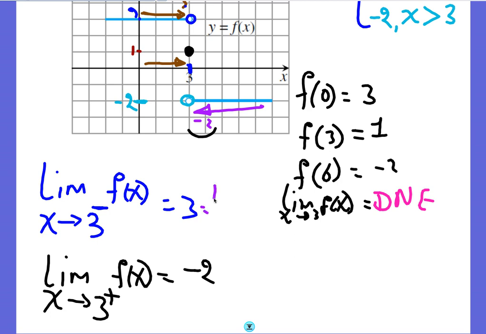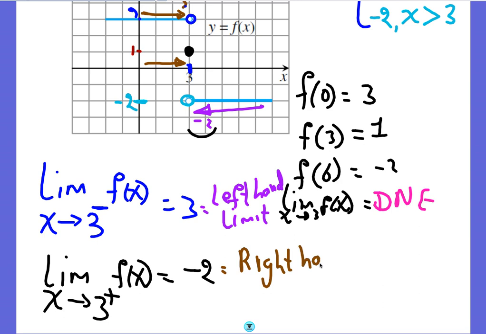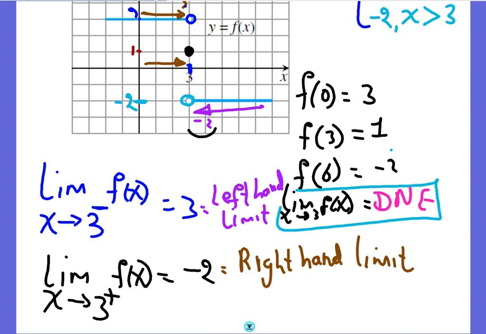So this is called the left hand limit of f of x, and this one is called the right hand limit of f of x. So we say that the limit of f of x will not exist if the left hand limit and the right hand limit are not the same. If the left hand limit and the right hand limit are the same, then the limit of f of x will exist.